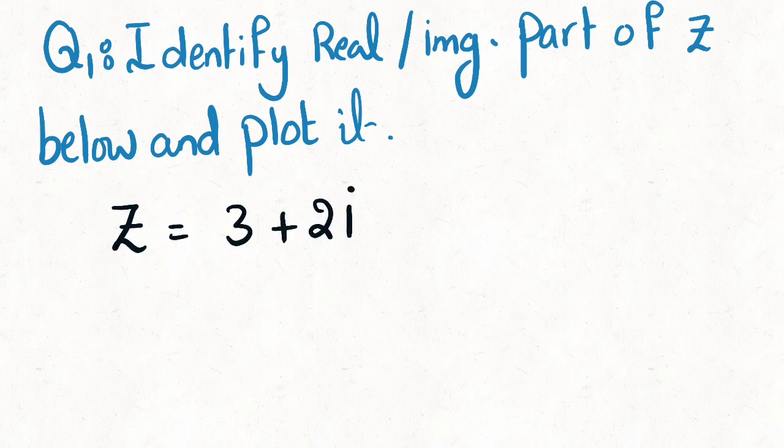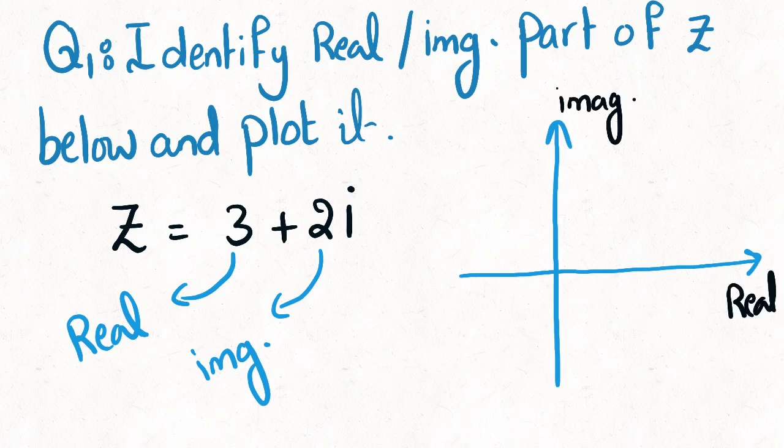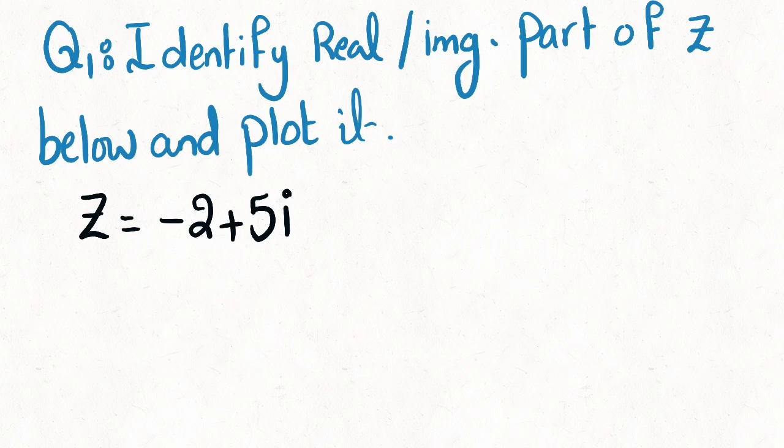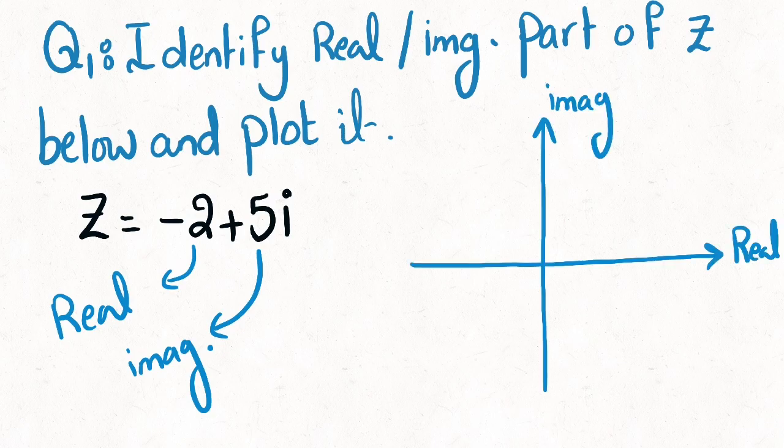Now z equals 3 plus 2i, thus the real part is 3 and the imaginary part is 2. When you plot this number, just plot the point (3, 2). Okay, now z equals negative 2 plus 5i. To plot it, we will say the real part is negative 2 and the imaginary part is 5, and we will plot the point (-2, 5).